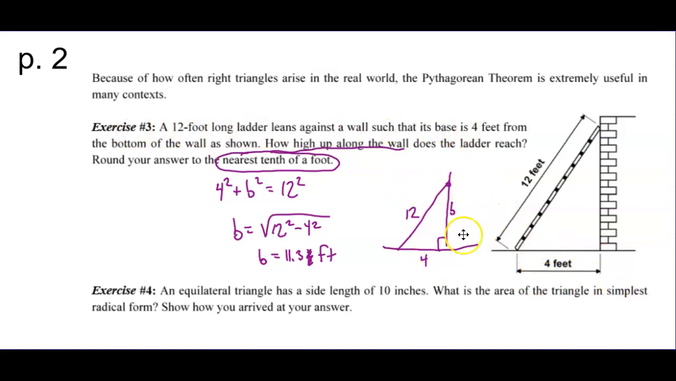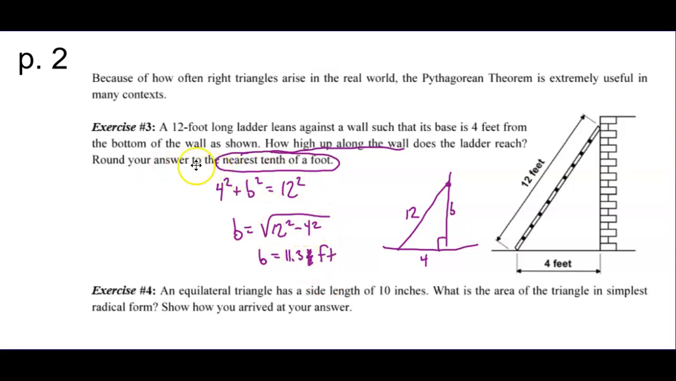If you're drawing your own, you would just draw a triangle. You don't have to get very detailed with it. You would just draw the triangle, label the parts. I've got a B for the height. You could use an A for the height, whatever you want. Just don't use a C because that'll confuse you. 12 squared gets subtracted minus 4 squared, square root, and solve it with a decimal.